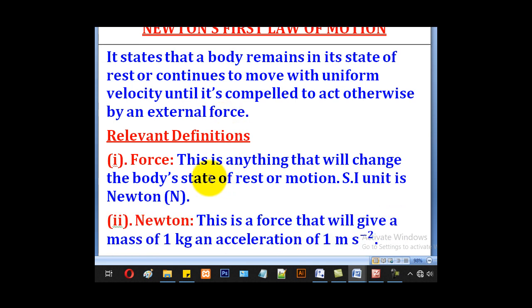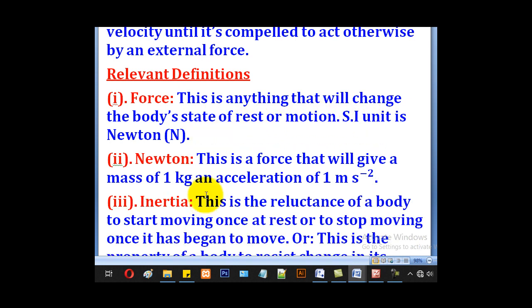So what is a force? A force is anything that will change the body's state of rest or motion, and the SI unit is Newton. And what is a Newton? A Newton is a force that will give a mass of 1 kilogram, an acceleration of 1 meter per second square.